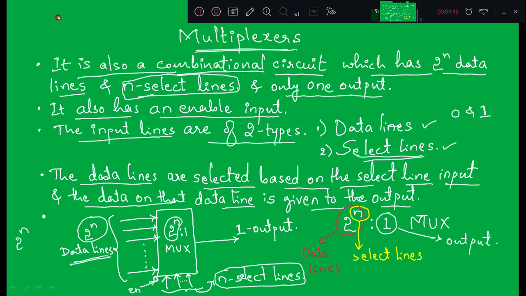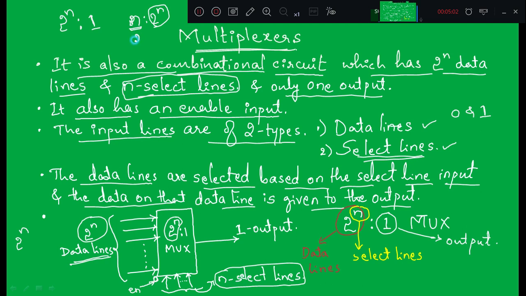Multiplexers are always written in this form: 2 raised to n is to 1, right? Like a decoder. How did we write a decoder? n is to 2 raised to n. Well, what is n? The number of inputs. And what is 2 raised to n? It is the number of outputs.